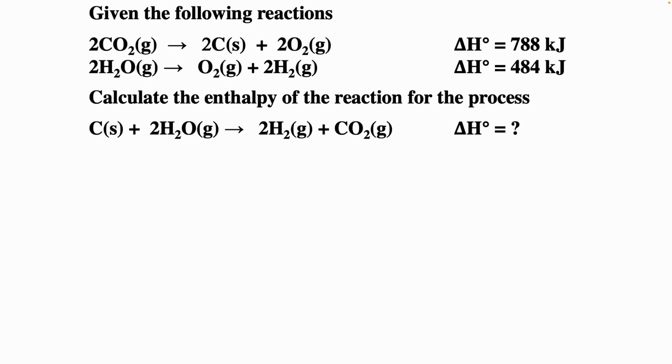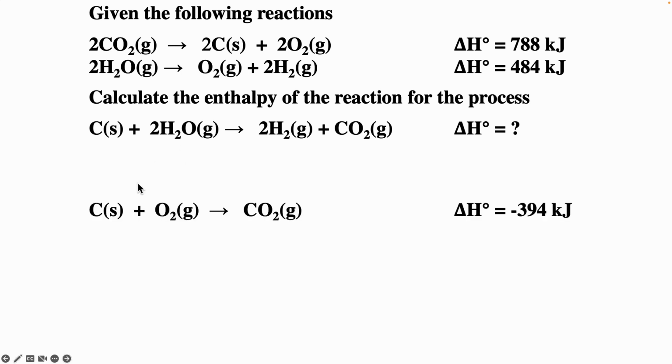We can try another one. So given the following reactions, calculate the change in enthalpy for this process. And in this one, notice that we have carbon solid here. It's the only place it's in this reaction. And we have carbon solid here. So we'll need to flip the top reaction and divide it by 2. And so we flipped it, that changes the sign. We divided the reaction by 2, so we have to divide the delta H by 2.